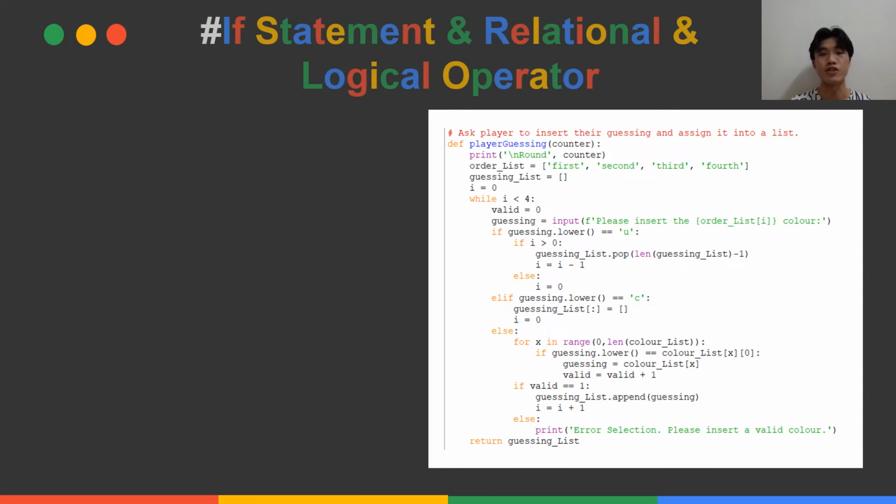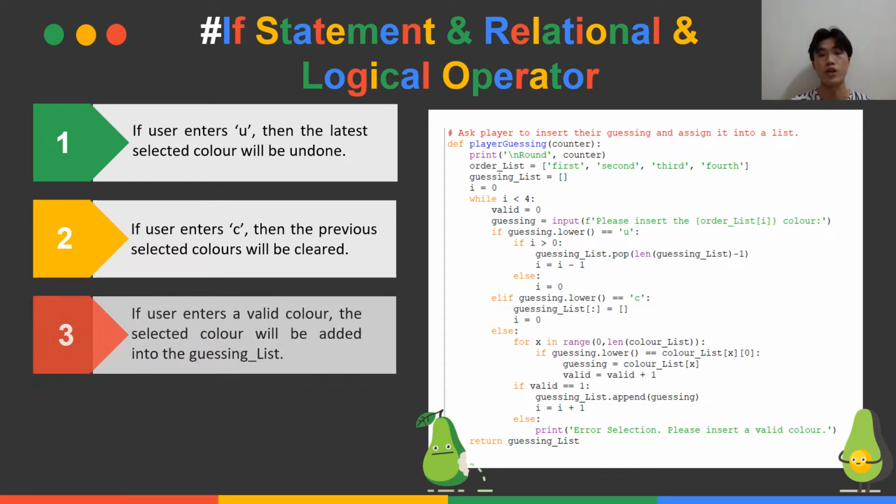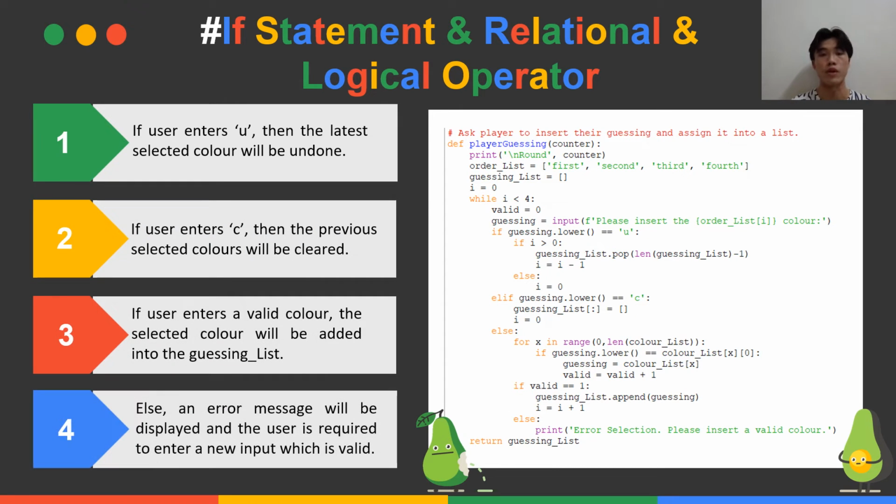To check the validity of input and handle errors that may be made by the user, I have used the if statement together with relational and logical operators in the player guessing function. If the user inputs a U, then the latest selected color will be undone, and if the user inputs a C, then the previously selected colors will be cleared to reset the guess. If the input is a valid color, then the selected color will be automatically appended into the guessing list. However, if the input is none of the above, then an error message will be displayed, and the user will have to re-enter a valid selection.